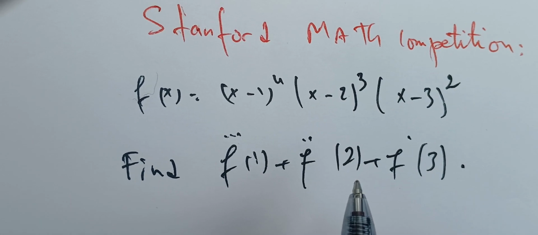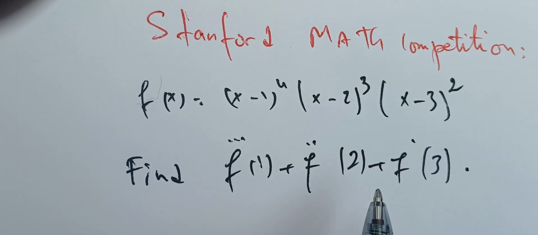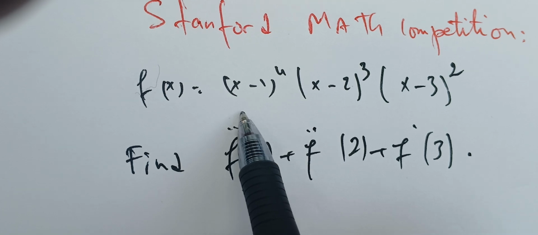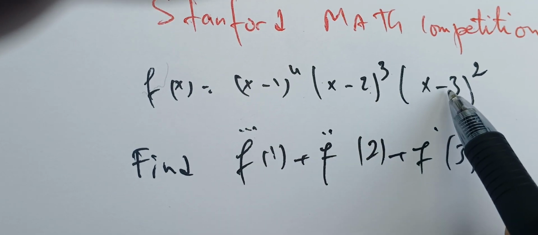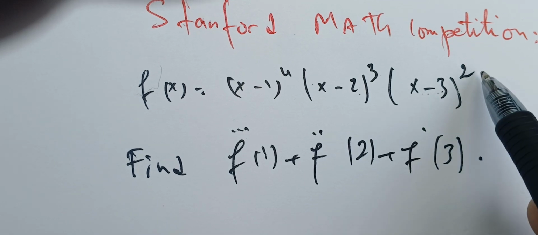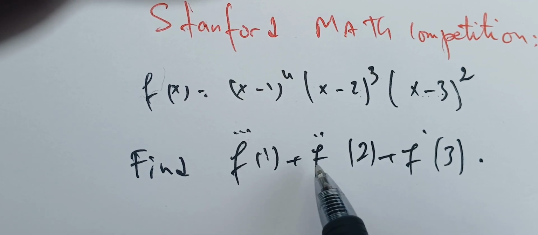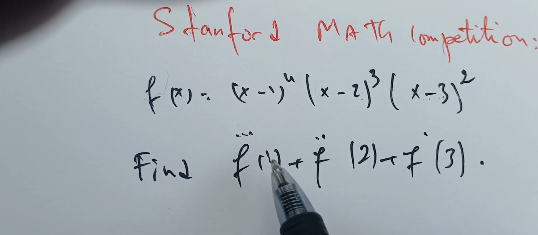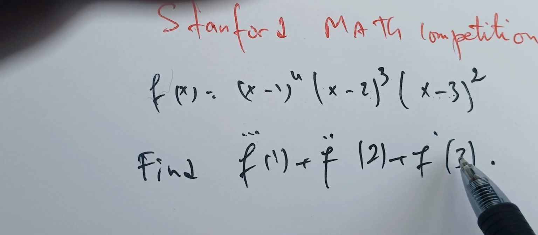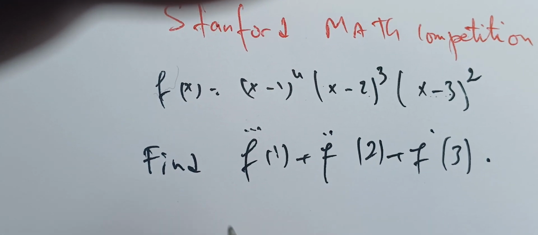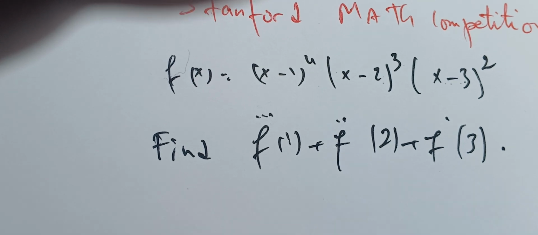Okay, now we're going to solve this Stanford Math competition question. We are given that f of x is (x minus 1) to the power 4 times (x minus 2) to the power 3 times (x minus 3) to the power 2. And we want to find the third derivative at 1 plus the second derivative at 2 plus the first derivative at 3. Okay, remember here that we have a product.